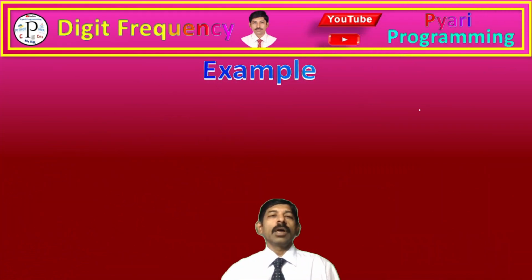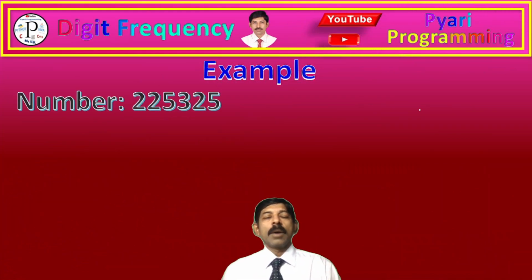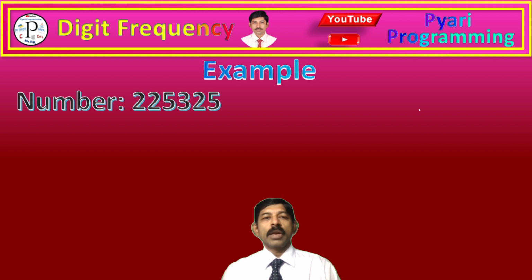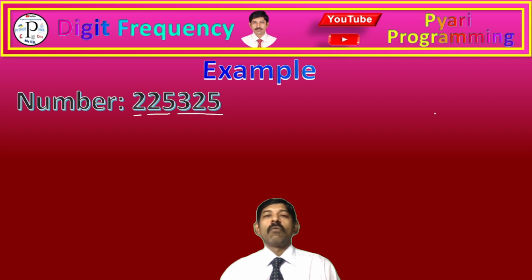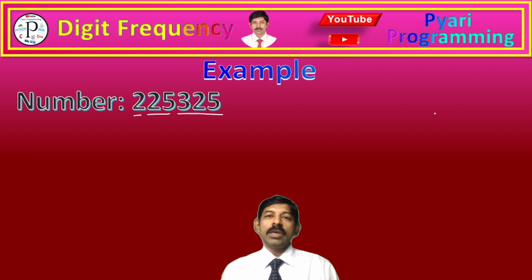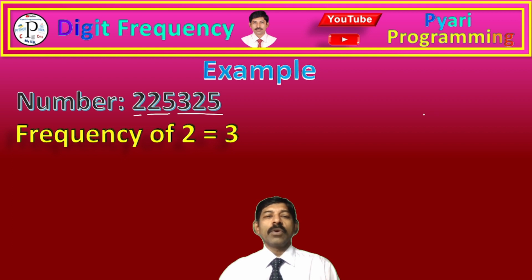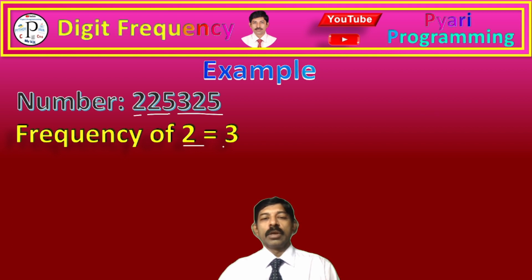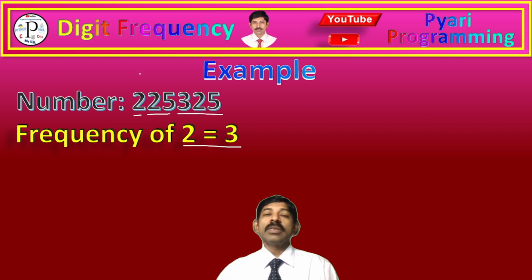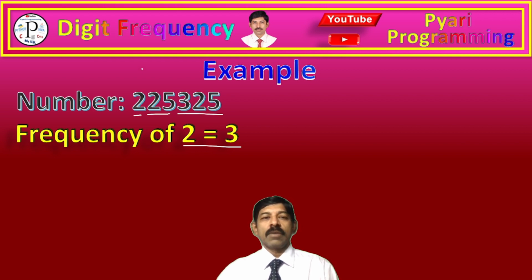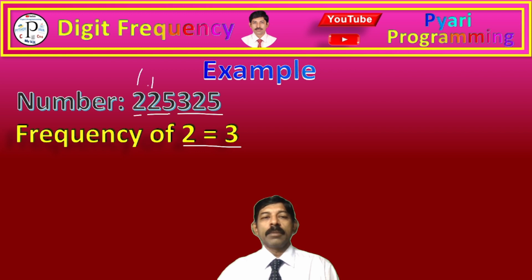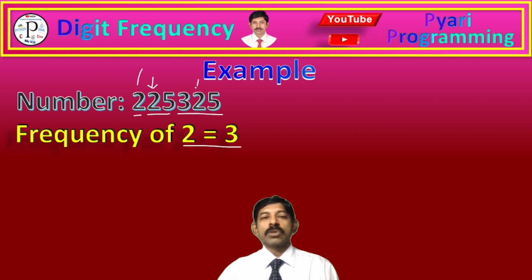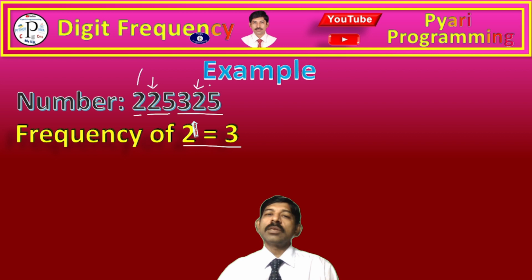Now it's time to check the example. In this example, suppose user has inputted a number 225325. Then what will be the digit frequency? Let's see. It says that frequency of 2 is 3. Now let's check it out. Frequency means how many times the digit is available. It is available one time, two times, three times. So that's why its frequency is 3.